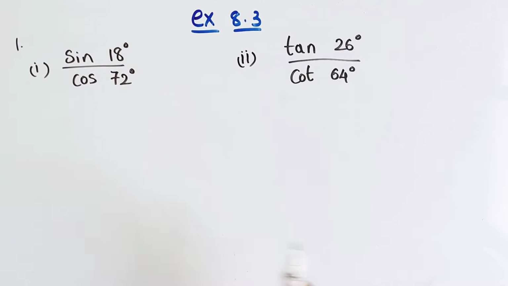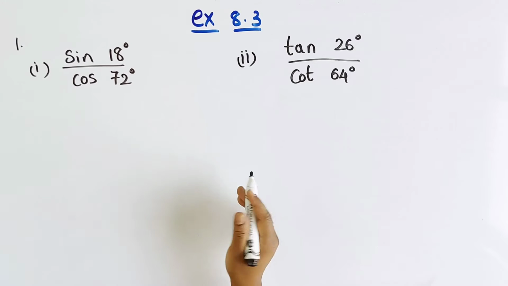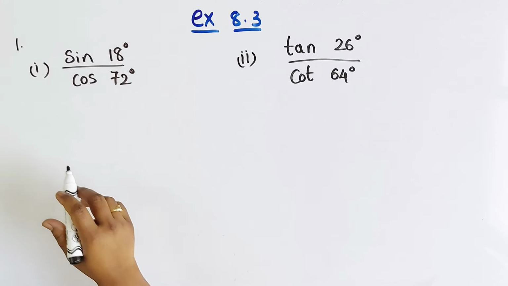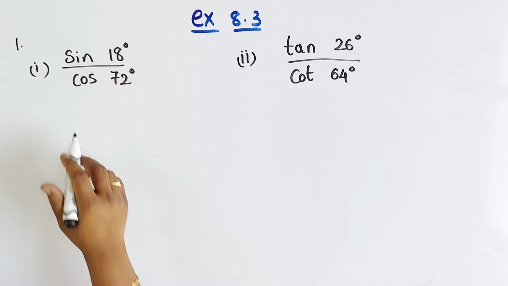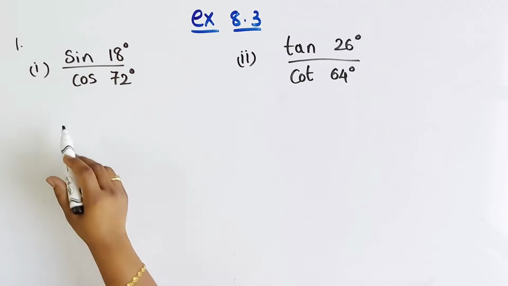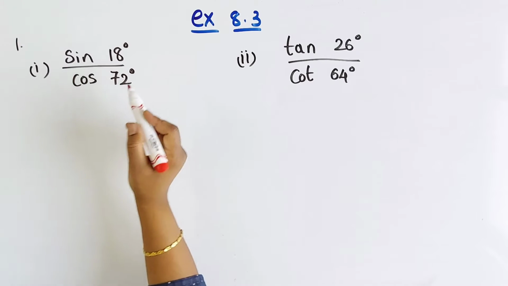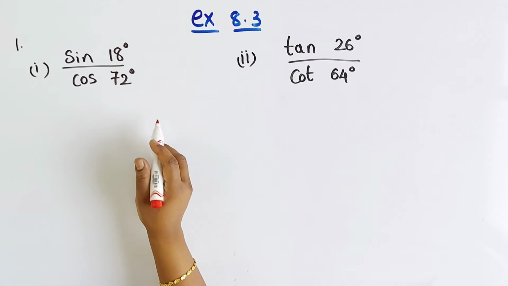Now we'll see the applications of trigonometric ratios of complementary angles, children. Let us start exercise 8.3. First question. Evaluate sin 18 degrees divided by cos 72 degrees. Here sin 18 degrees divided by cos 72 degrees, children.